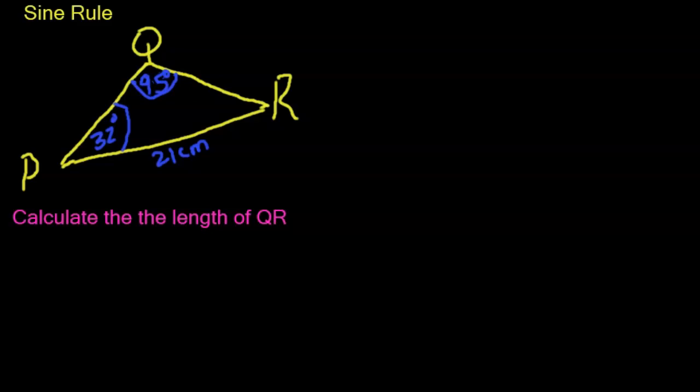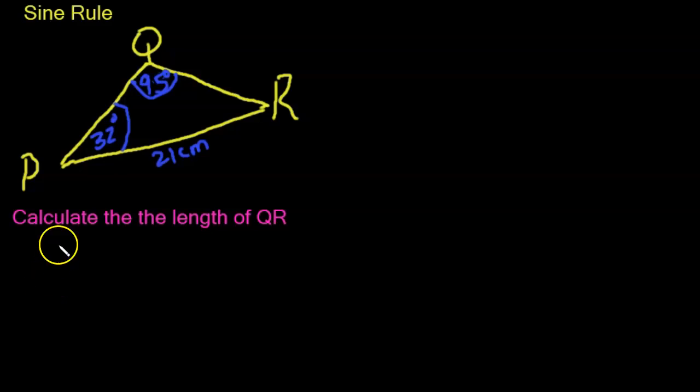So here we have another problem. Triangle there, we're asked to find the length of QR. And we want to apply the sine rule to this problem. And yes, we can, because we have an angle and we have the side opposite to the angle. Good. So we say what now?